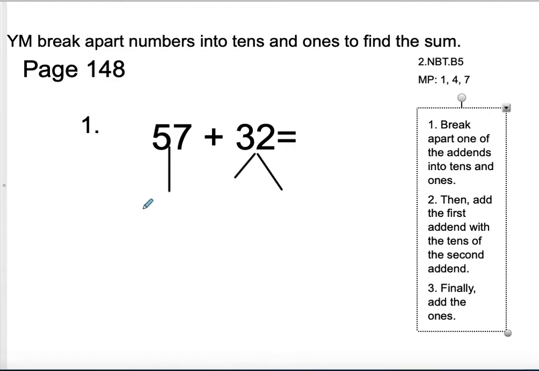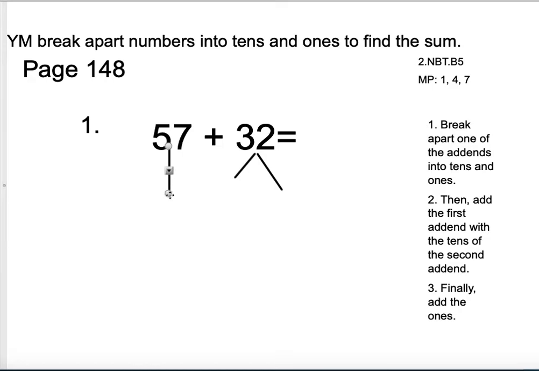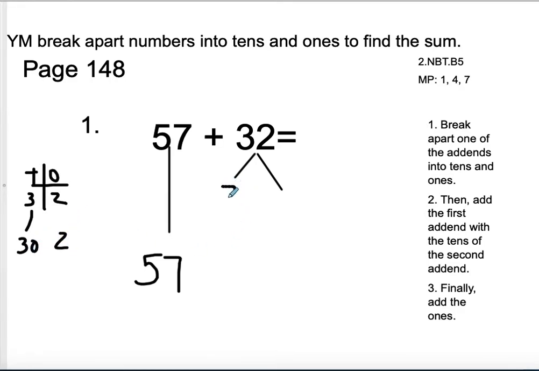Let's look at another one. Turn to page 148. So here I have 57 plus 32. I'm not going to break apart the first addend. I'm going to keep 57. I know 32 has 3 tens and 2 ones, and 3 tens is 30, and 2 ones is 2. So it's 30 and 2.